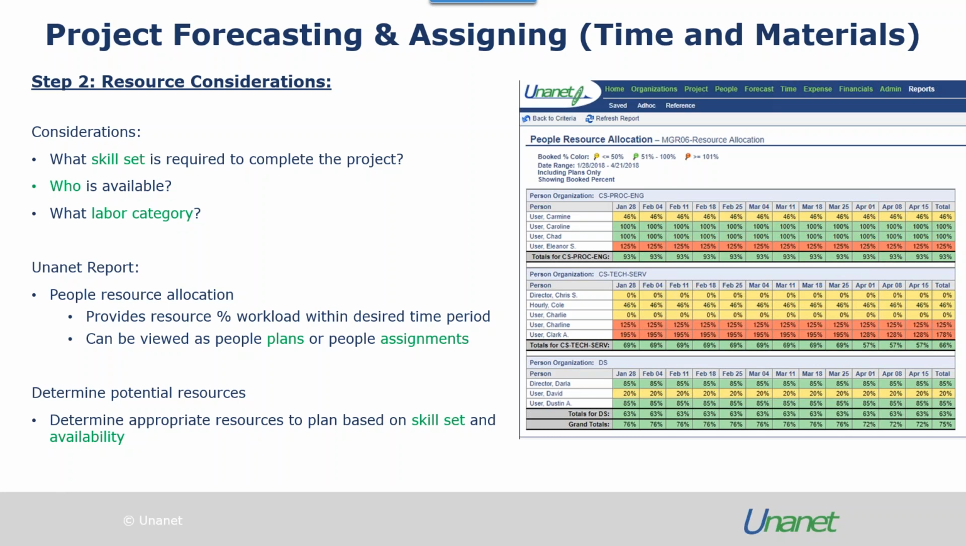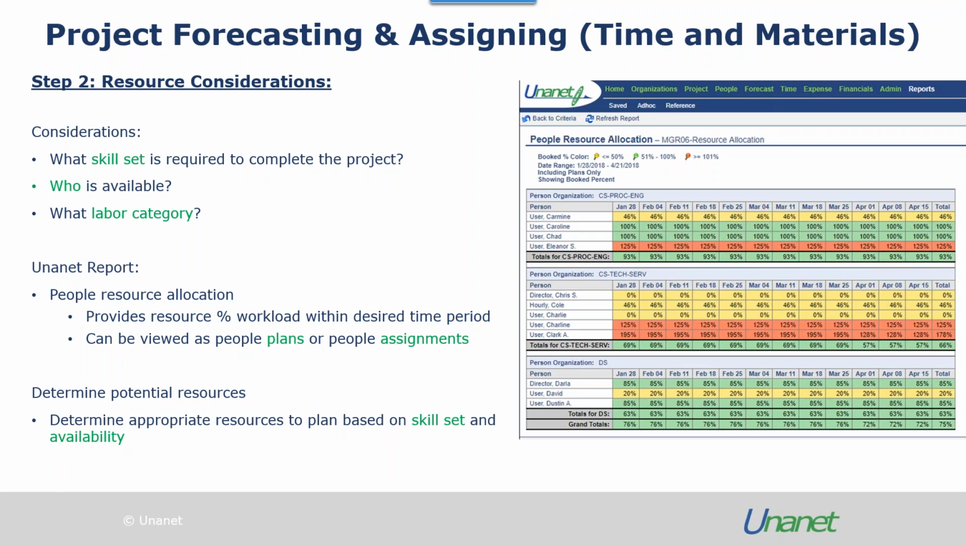Now, this report displays a list of your workforce and their percentage workload within a desired time frame, whether it's weeks or months, however you wish to view it. For the example shown here, it's a monthly view, where I can see that the people in yellow have the capacity to take on more work compared to the people in red, who are actually overloaded in this case, indicating to me that some of their time needs to be redistributed to those who are in yellow. This report can also be viewed as people plans or as people assignments. So it's an extremely useful report to use in the resource planning stages.